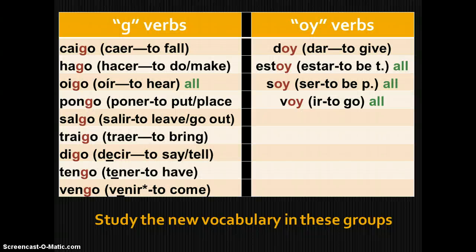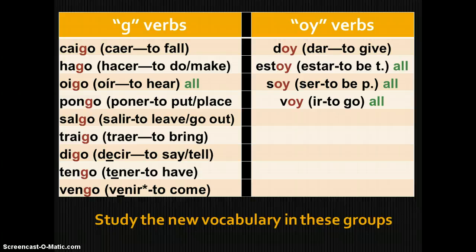Now, really you should study this new vocabulary in these particular groups. There are 9 G verbs, and by G verbs I mean the yo form adds a G or changes the letter C to a G. So caer, which means to fall, the yo form is caigo. Hacer, to do or to make, the yo form is hago. There's where a C becomes a G. Oír means to hear. The yo form is oigo, and remember it's irregular in all conjugations as well.